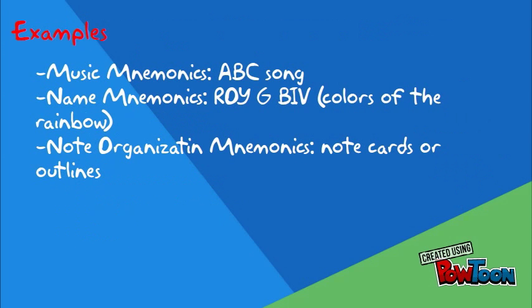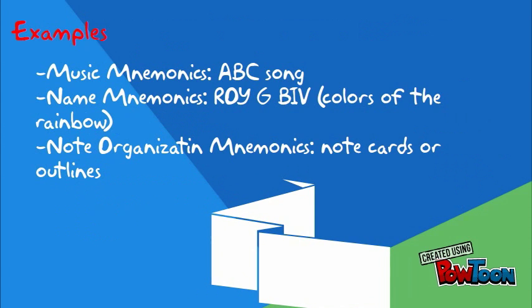Some other examples of mnemonic devices that you can use in the classroom for students with traumatic brain injury. Music mnemonics, the ABC song. Name mnemonics, Roy G. Biv, otherwise known as the colors of the rainbow. Note organization mnemonics, using note cards to outline.